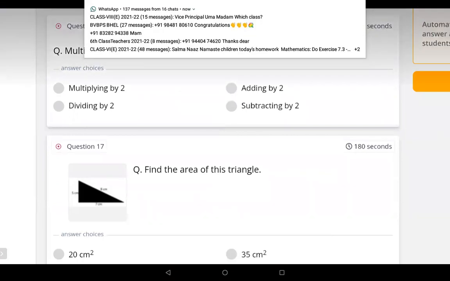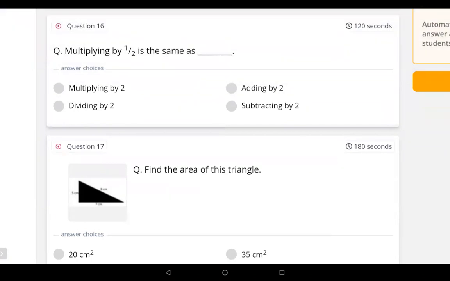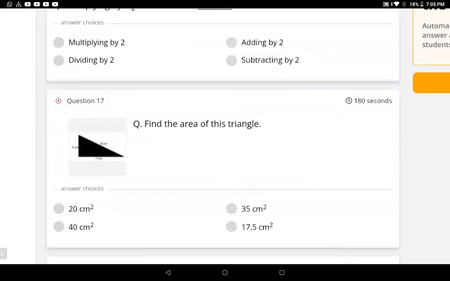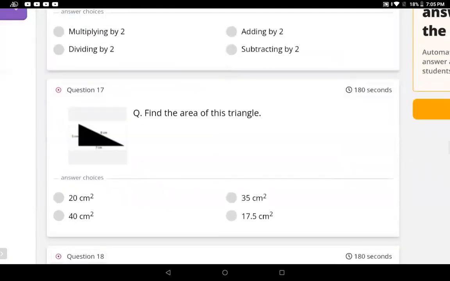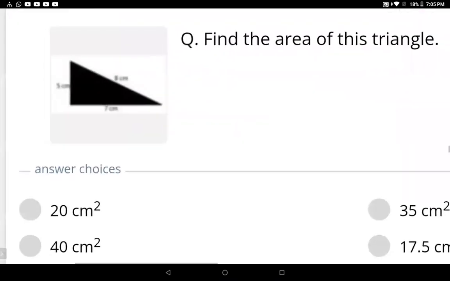Heron's formula. Next, 17th question. Find area of this triangle. Here we have to use Heron's formula. Yes, ma'am. All sides are given. Ma'am, I used the normal one only because it is a right angle triangle. But that was not confirmed whether it is right angle because the square was not given below.